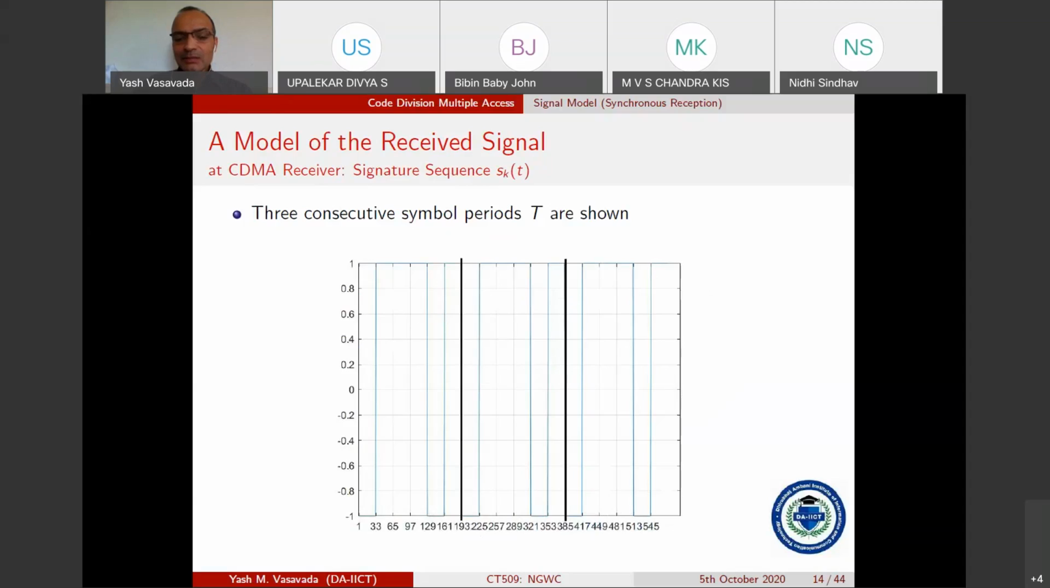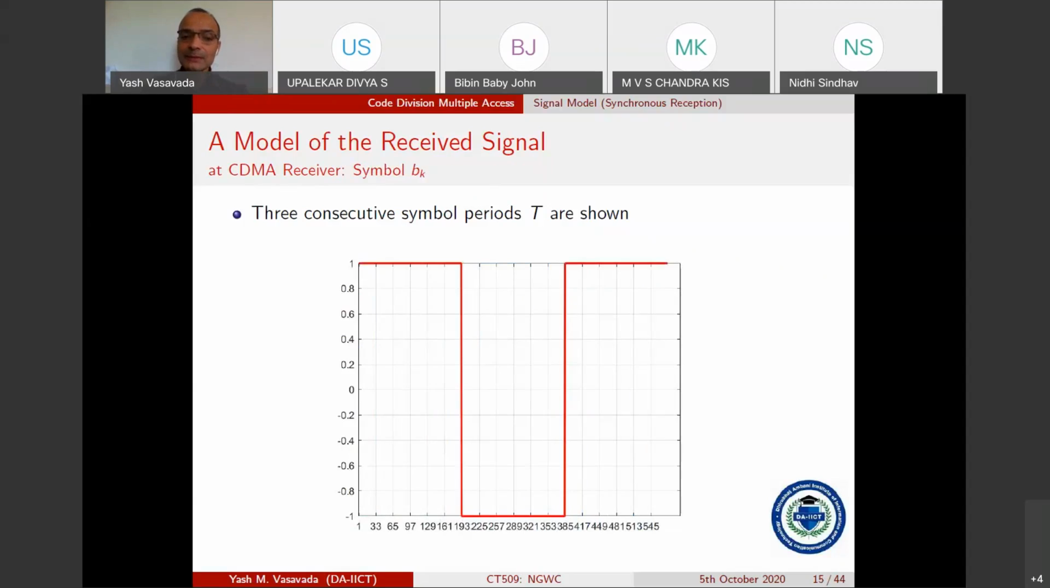Next, let us look at this B of k. For B of k, I'm going to assume BPSK modulation. Remember, B of k were the modulated symbols. So let us consider the simplest case of BPSK. In that case, B of k may look like this. Remember, this entire duration of 192 units of time is the symbol duration. So the first symbol of BPSK is 1, then the second is -1, and the third is +1.